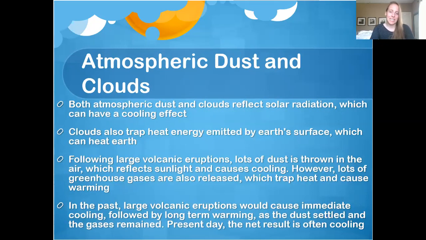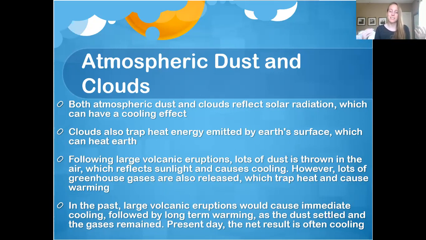Both atmospheric dust and clouds reflect solar radiation, so that can have a cooling effect. However, clouds can also trap heat that's emitted from Earth's surface in that kind of radiation. So following really large volcanic eruptions, when lots of dust is thrown into the air, that can reflect sunlight and cause cooling. However, lots of greenhouse gases are also released, which trap heat and cause warming. So in the past, usually following a large volcanic eruption, there would be an immediate cooling period because of how much the sun is blocked off, but there would be a long-term warming effect.